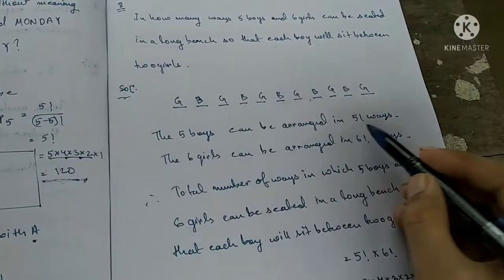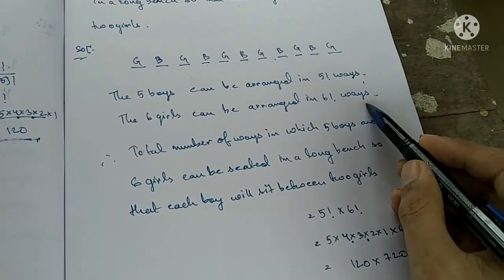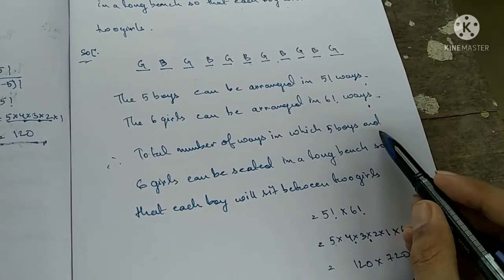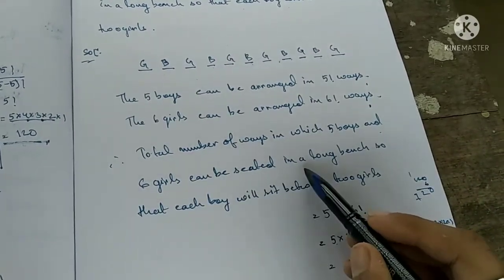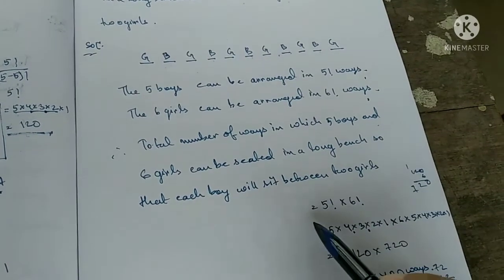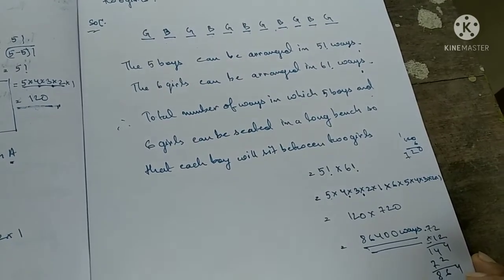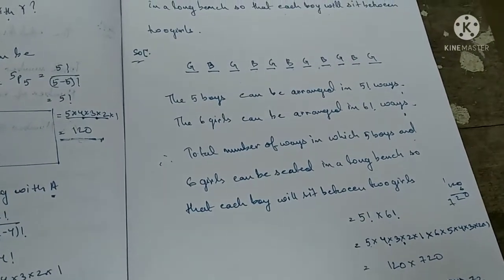Understand? The 5 boys can be arranged in 5 factorial ways. The 6 girls can be arranged in 6 factorial ways. Therefore, the total number of ways in which 5 boys and 6 girls can be seated in a long bench so that each boy will sit between 2 girls is equal to 5 factorial into 6 factorial, ultimately 86400 ways.